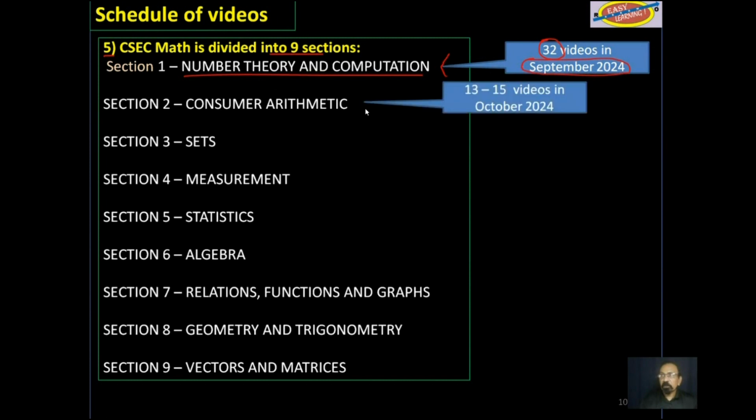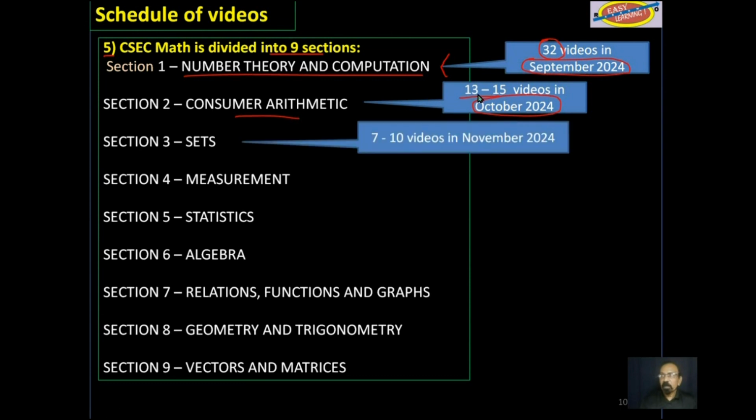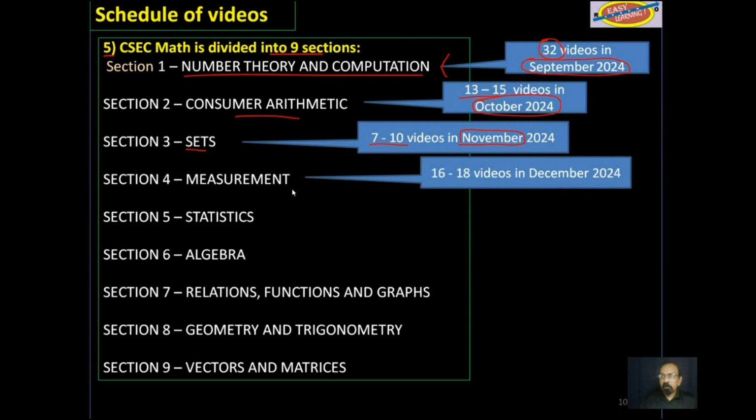Then section 2, consumer arithmetic. I'll try to get that done in October 2024, 13 to 15 videos. Section 3, sets, no more than 10 videos. We'll probably get that done in November of this year. And then measurement, which is a bit complicated, 16 to 18 videos, and we'll try to get that done in December 2024.